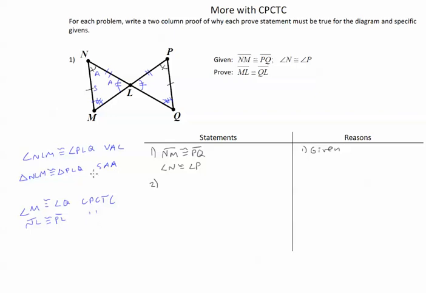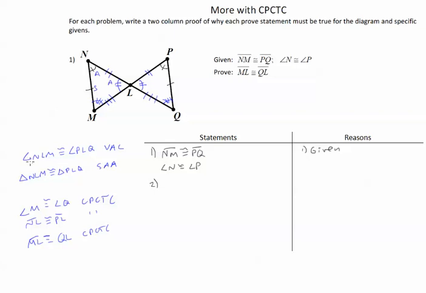But the key here, what I'm trying to prove based on the task that I've been given, is that segment ML is congruent to segment QL. And in fact it is. Segment ML is congruent to segment QL because of CPCTC. So now, in my brainstorming and writing things down, I've got myself logically through where I need to go to prove that segment ML is congruent to segment QL. Now I just need to organize it in my two-column proof.